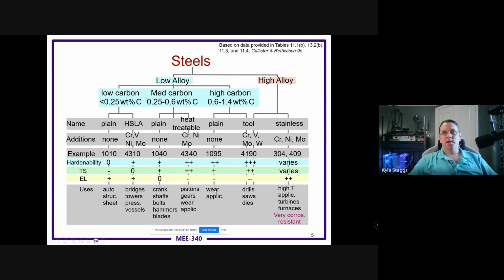So some wear applications are where you might see something like a 1095. These are where you have almost like a sacrificial layer of steel on something. So there's a lot of applications of these. Once you get a little bit higher, you're getting into this tool grade up around about the 1.4 range. So the 4190, really, really good stuff. Very high degree of hardenability.